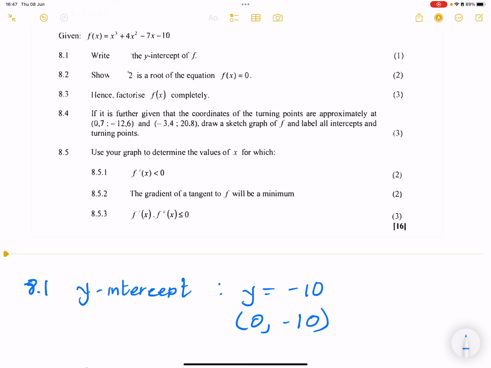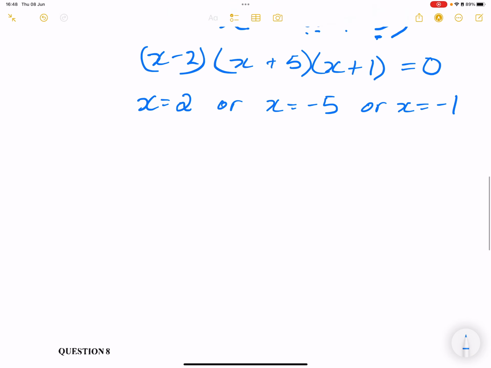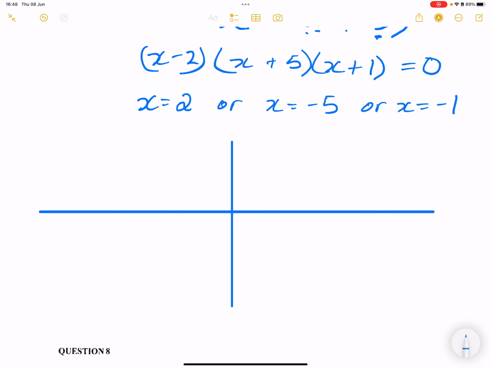They say if it is further given that the coordinates of the turning points are those values over there, draw the sketch graph of f and label the intercepts and the turning point, right? So we're going to try and draw the sketch graph of this graph over here. I'm not going to make an attempt to have it as accurate as possible. I'm merely just trying to draw the graph as much as I possibly can.